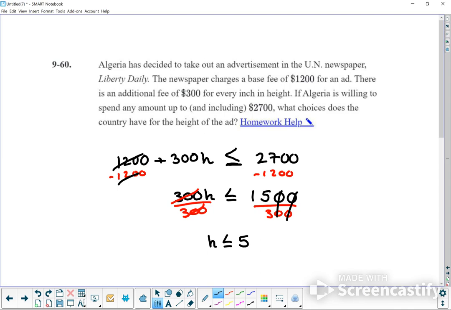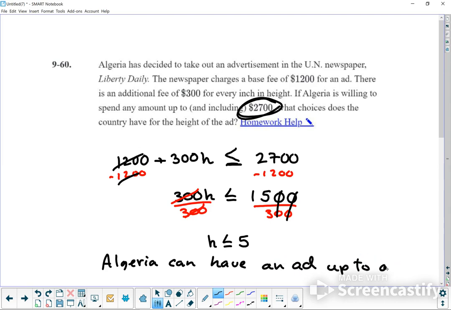So if Algeria wants to spend 2,700, they can have an ad up to 5 inches. So I'm going to say Algeria can have an ad up to and including 5 inches. If they do use 5 inches, then they'll spend 2,700. If they use less than 5 inches, then they'll spend less.